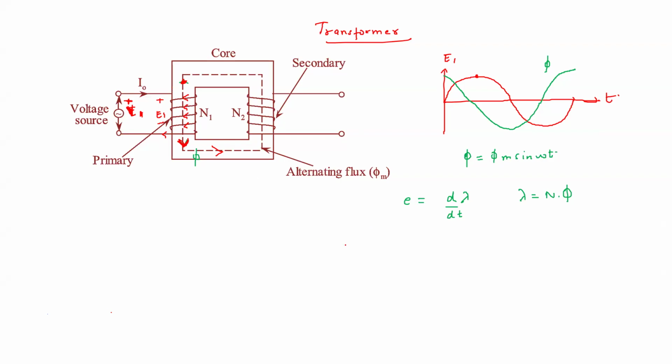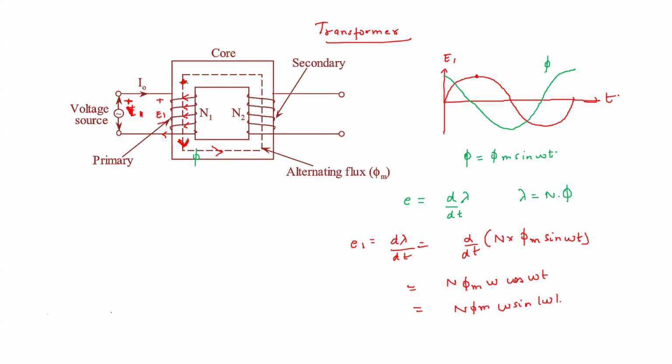Now d lambda by dt is suppose E1. So d lambda by dt is d by dt of n into phi m sine omega t. So what does it give me? It gives me n phi m omega cos omega t, which can also be written like this: n phi m omega sine omega t plus 90 degree. Okay, like this. So this is the thing.